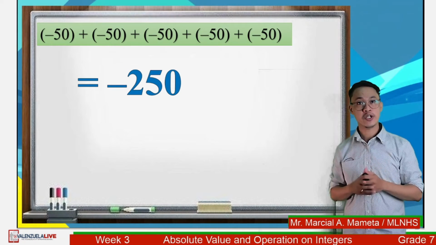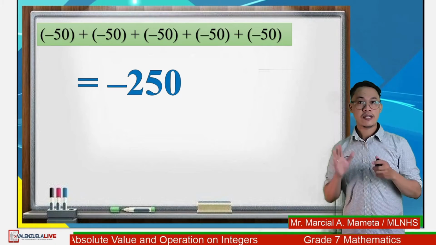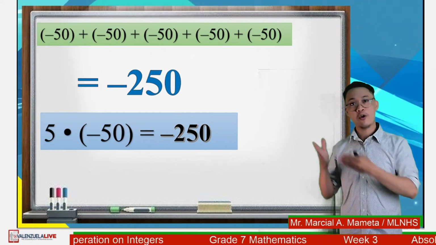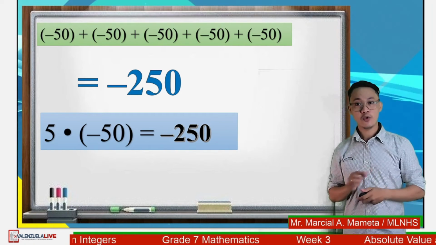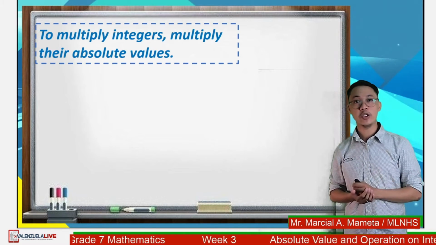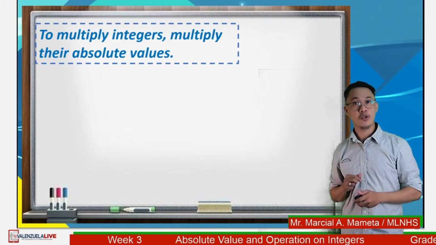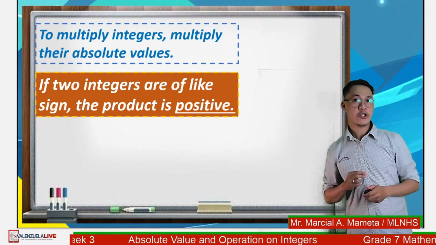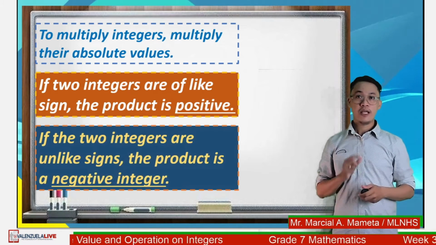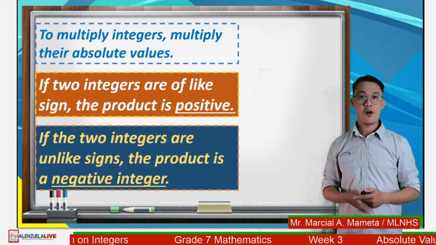Since multiplication again is repeated addition, this equation is similar to 5 times negative 50, which is also the same result, negative 250. Here are the rules in multiplication of integers. To multiply integers, multiply their absolute values. If two integers are of like signs, the product is positive. If two integers are of unlike signs, the product is negative. Always remember.